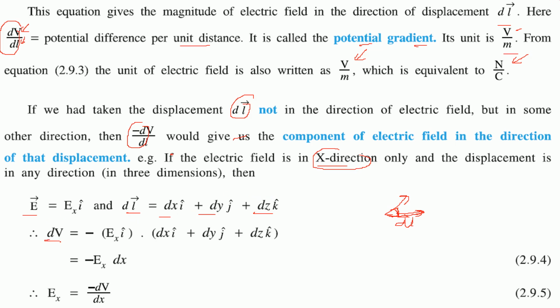Now what will be dV? It will be E dot dl. So we just take the dot product of this and this. So we get only Ex; the others, j and k, will vanish. Only this and this will remain. So it will be Ex dx. So if you take dx here, Ex will become minus dV by dx.